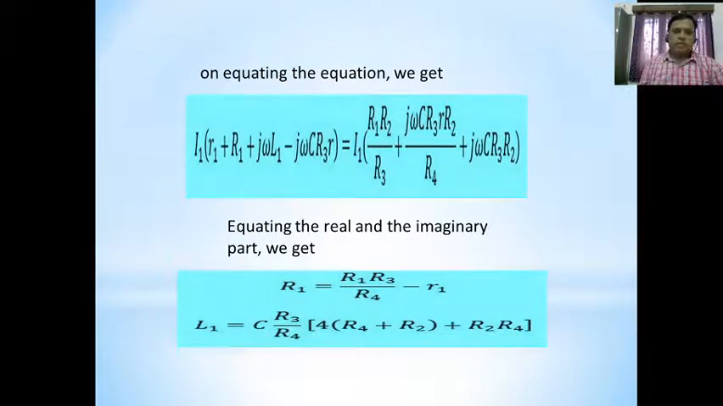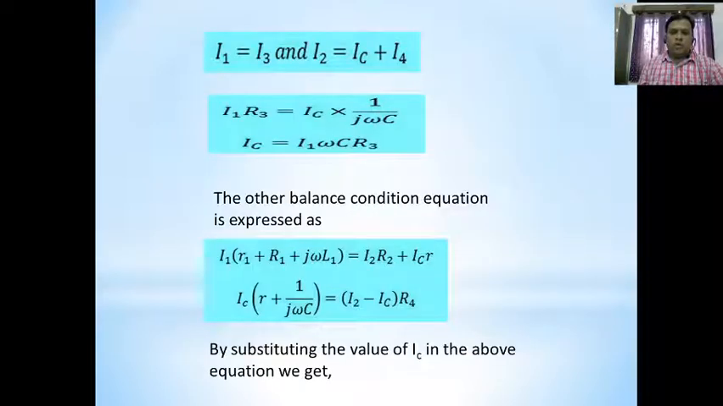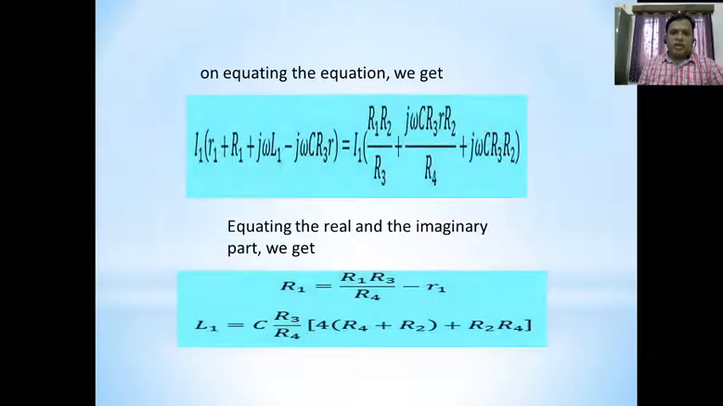On equating both the equations, I1 into R1 plus capital R1 plus j omega L1 minus j omega CR3 into R is equal to I1 into R1 R2 by R3 plus j omega CR3 into R2 by R4 plus j omega CR3 into R2. Like this, we are substituting the values here, and we get the equation by equating the real and imaginary parts.